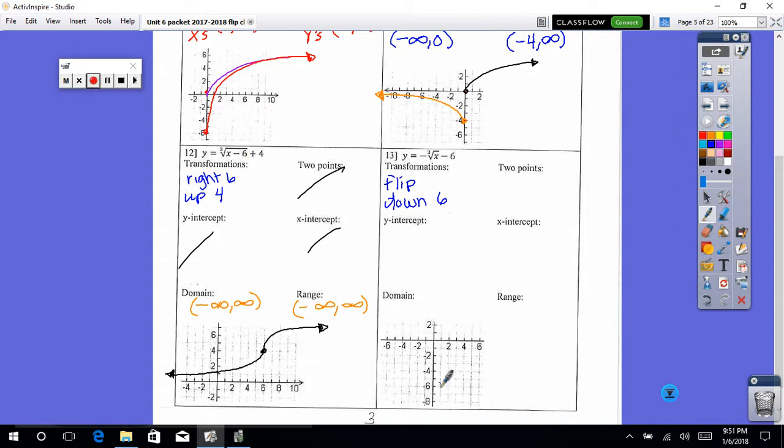So again, I'm moving down 6, and instead of starting low and ending high, I am starting high and ending low. And again, the domain and range of these never changes. Flip it over.